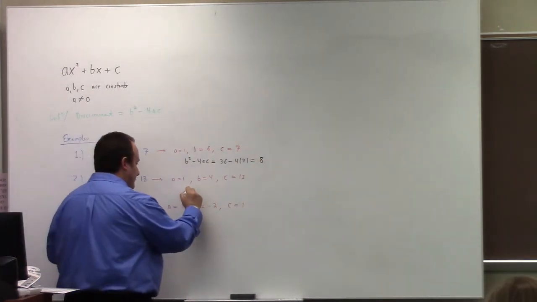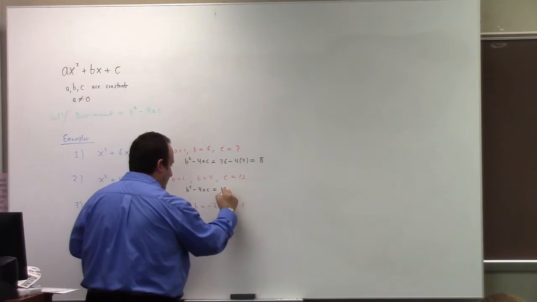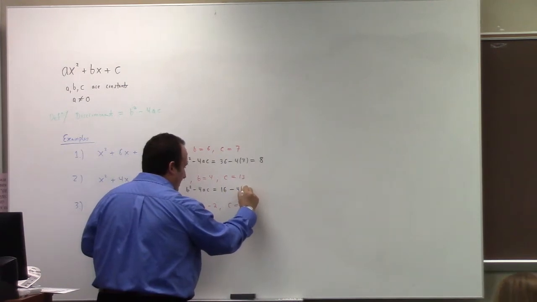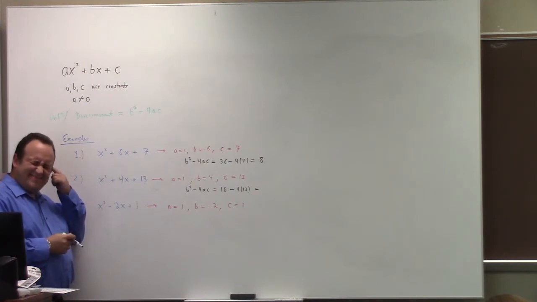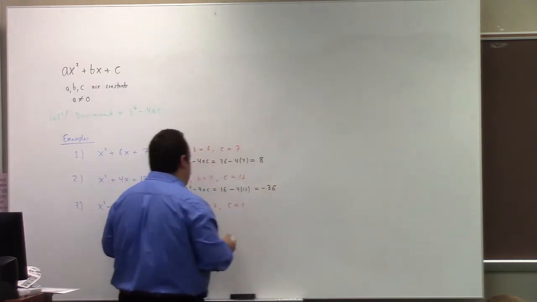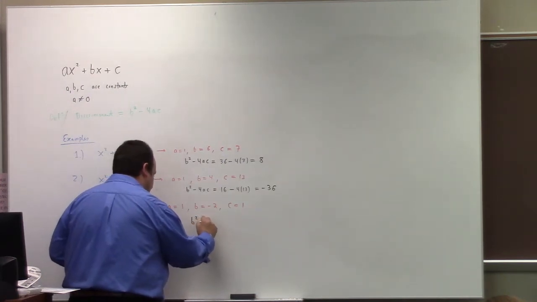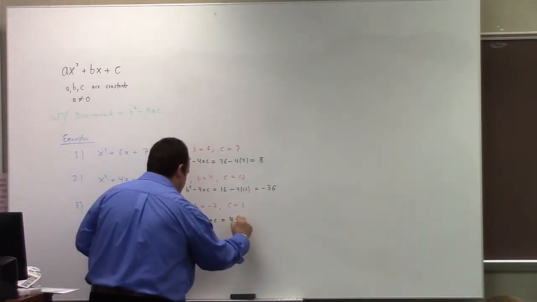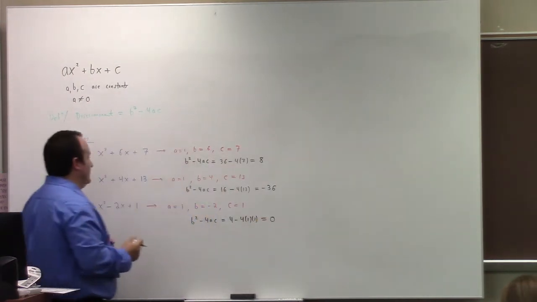This one, we got 16 minus 4 times 1 times 13, right? That's 16 minus 52, which I think is minus 36. Am I right? I think it's minus 36. It's definitely negative, right? The last one here, b squared minus 4ac, what is it equal to? 4 minus 4 times 1 times 1. So the last case, the discriminant is 0, right?